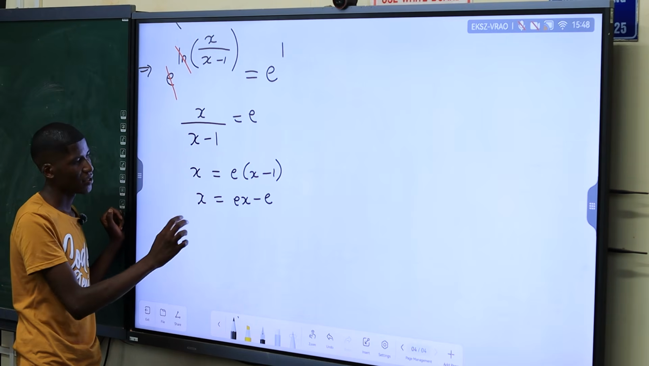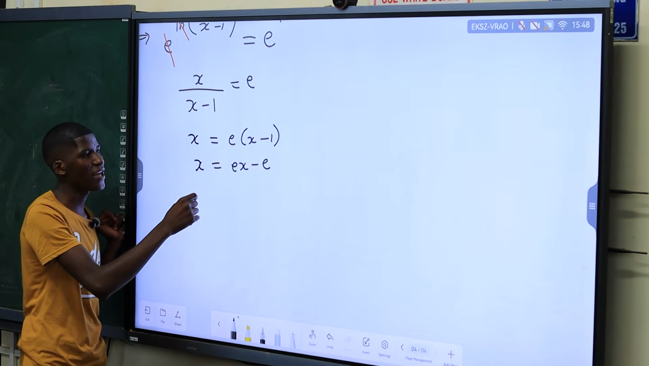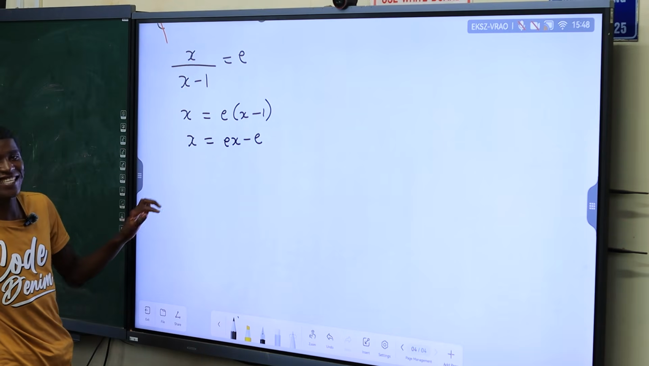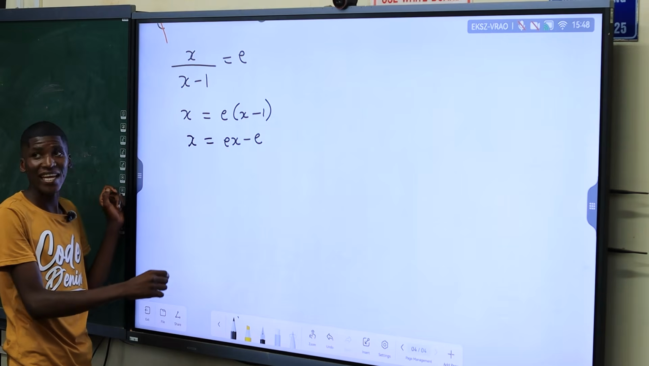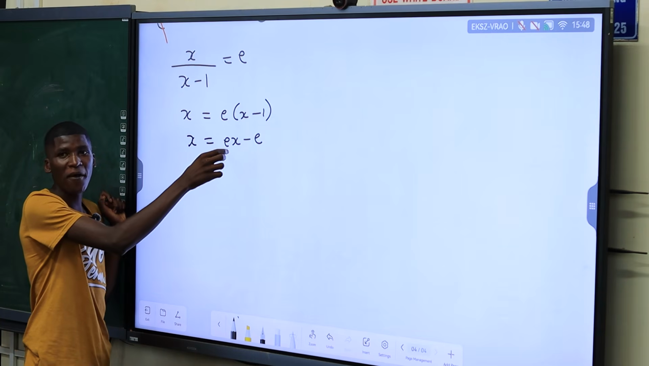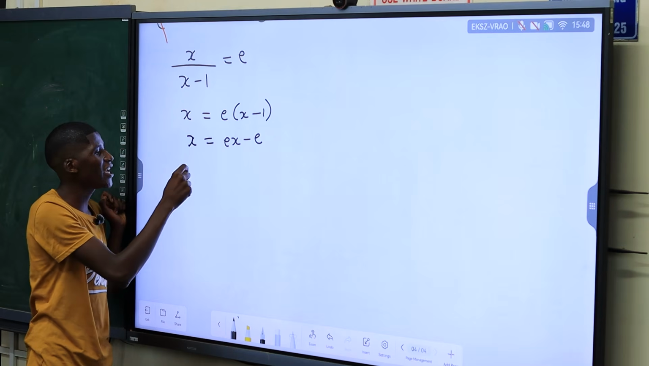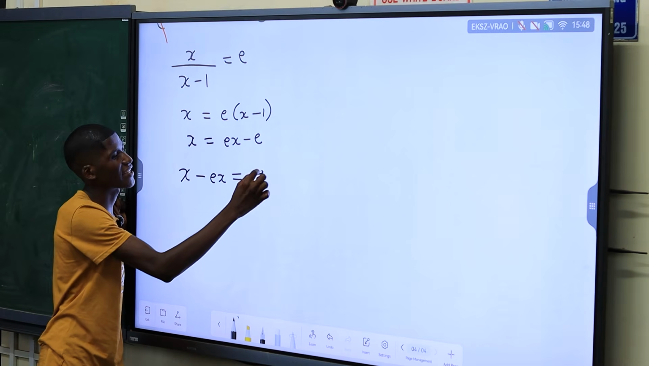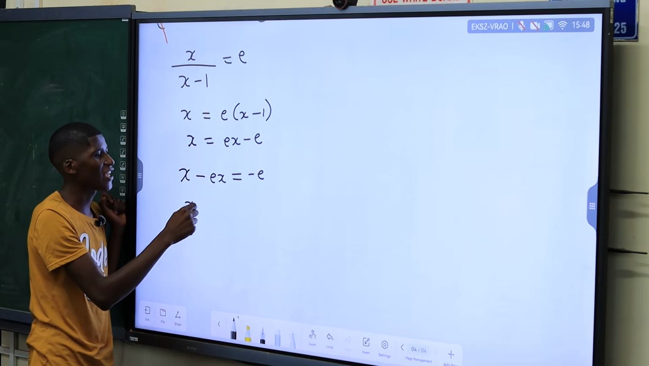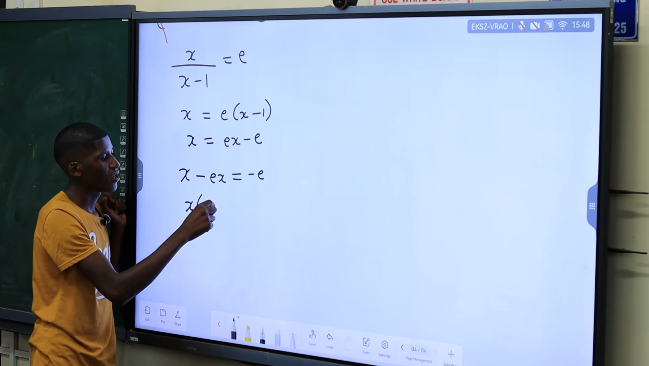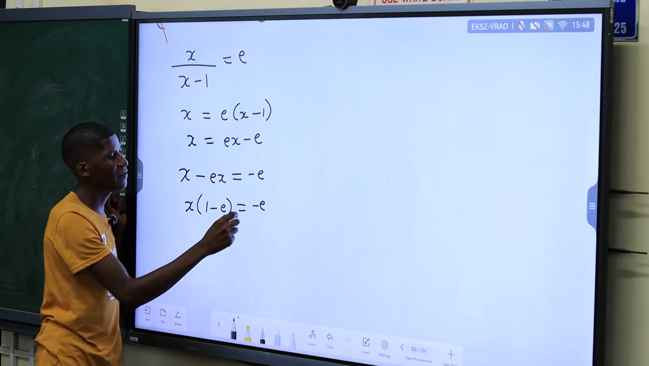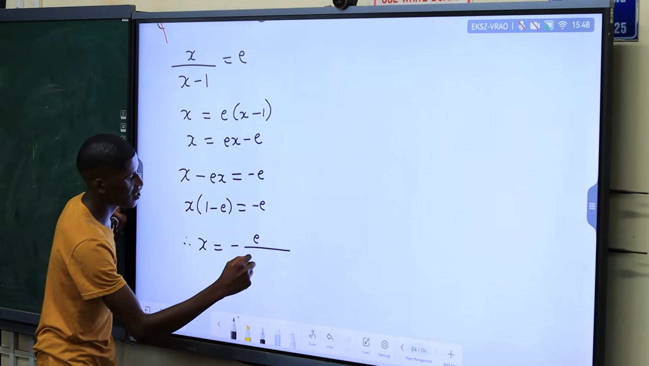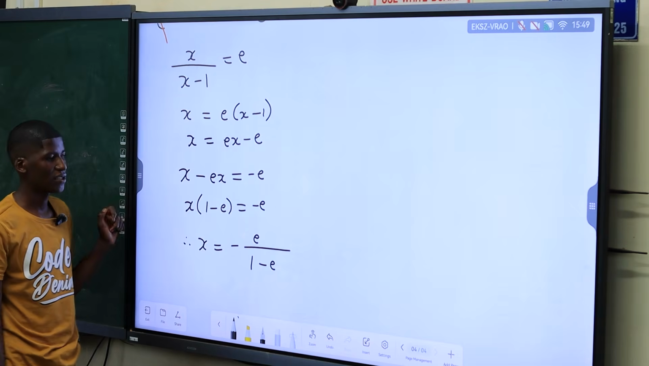And then from here you can try to find x. How can you do that? It's algebra, grade 10. What do we do? Transpose e to the power x. We want everything with x to be on one side, and negative e on the other side. Then you take out x. You remain with 1 minus e is equal to negative e. So therefore your x value is going to be negative e over 1 minus e.